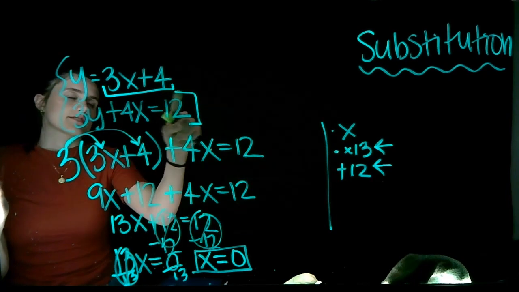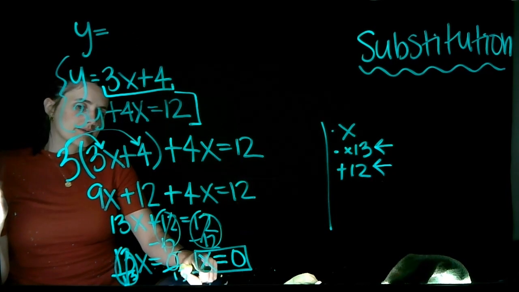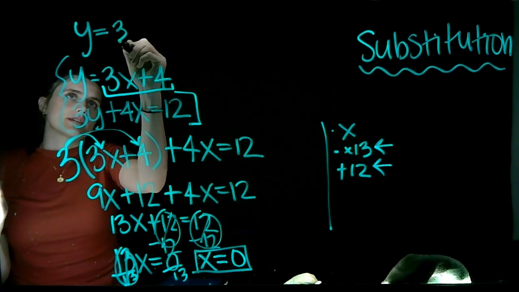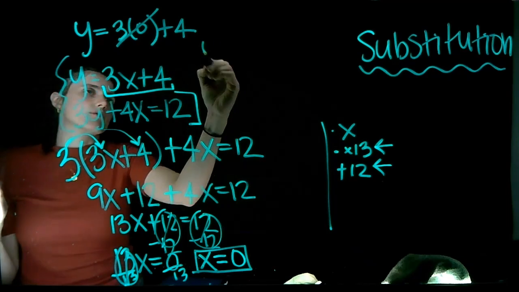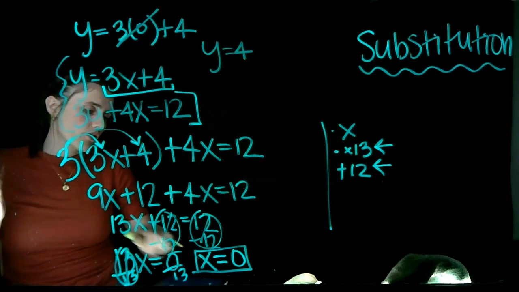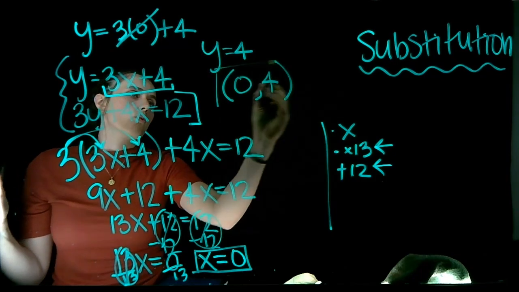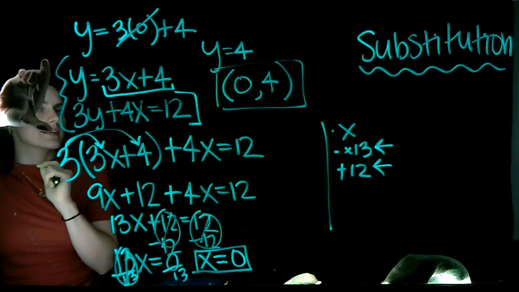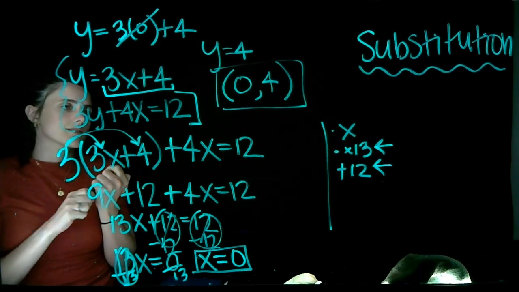So I'm going to just take the top equation, and we'll say y equals, and then everywhere that there is an x, I'm just going to replace it with a 0. So y equals 3 times 0 plus 4. So 3 times 0 is 0. Cross that out, and I'm left with y equals 4. Now I know that my x value is 0 and my y value is 4. So this is the point where these two lines would intersect. It's the point that if we plugged them in would make both of these true. So it is the solution to this system of equations.